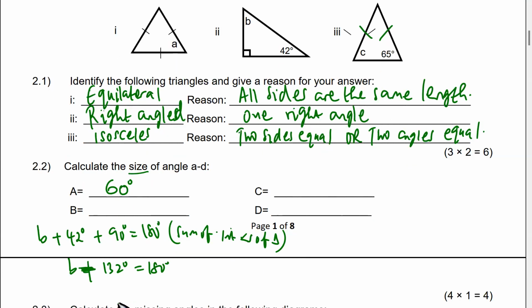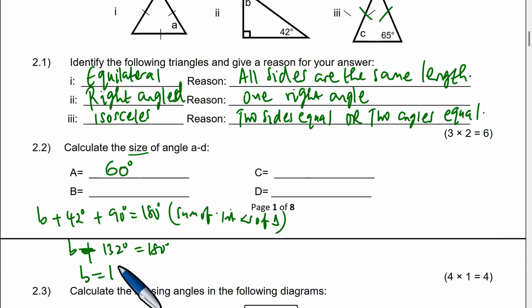Next. So B is 180 degrees minus 132. What is 180 minus 132? 48 degrees. All right, so that's noted, 48 degrees. So in other words, B is 48 degrees. Well done.